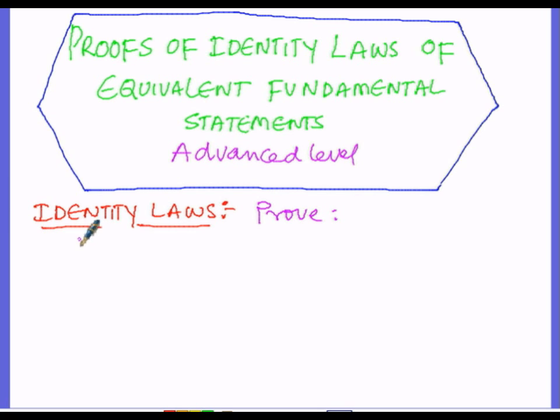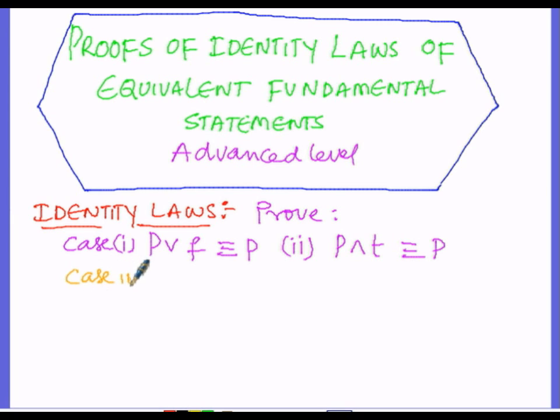as in case number 1, P or F is identically equal to P, and the second one under case number 1 is P and T is identically equal to P. Then as in case number 2, we have to prove that P or T is identically equal to T, and the second one, P and F is identically equal to F, which is the false statement.